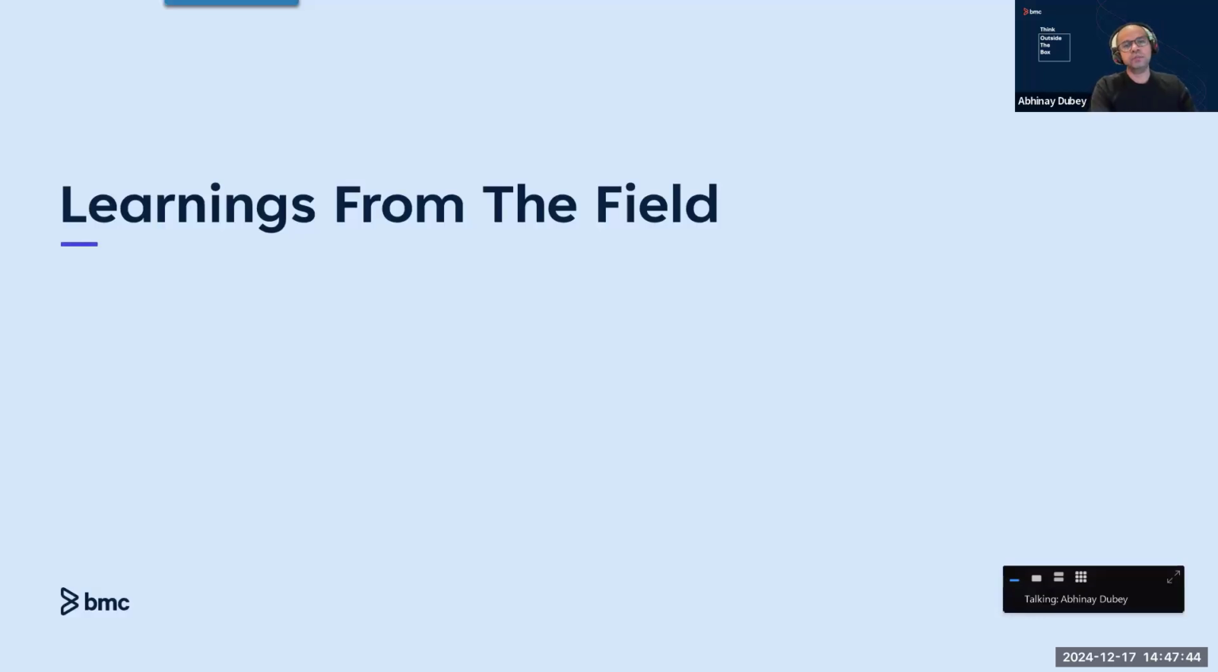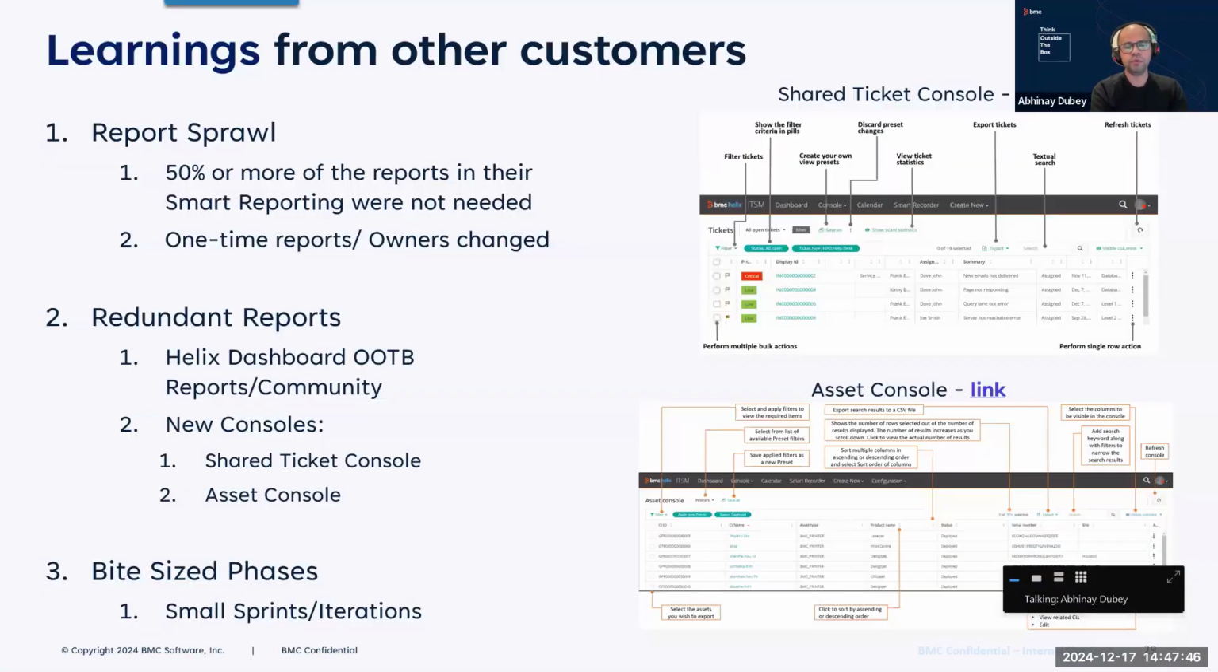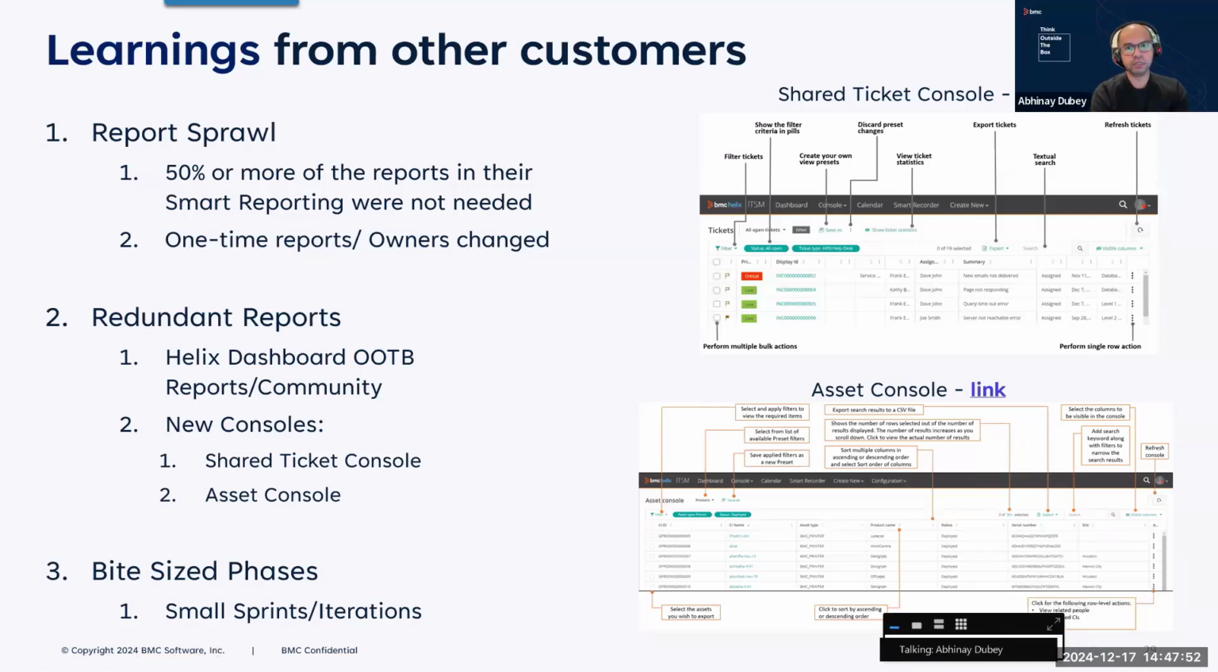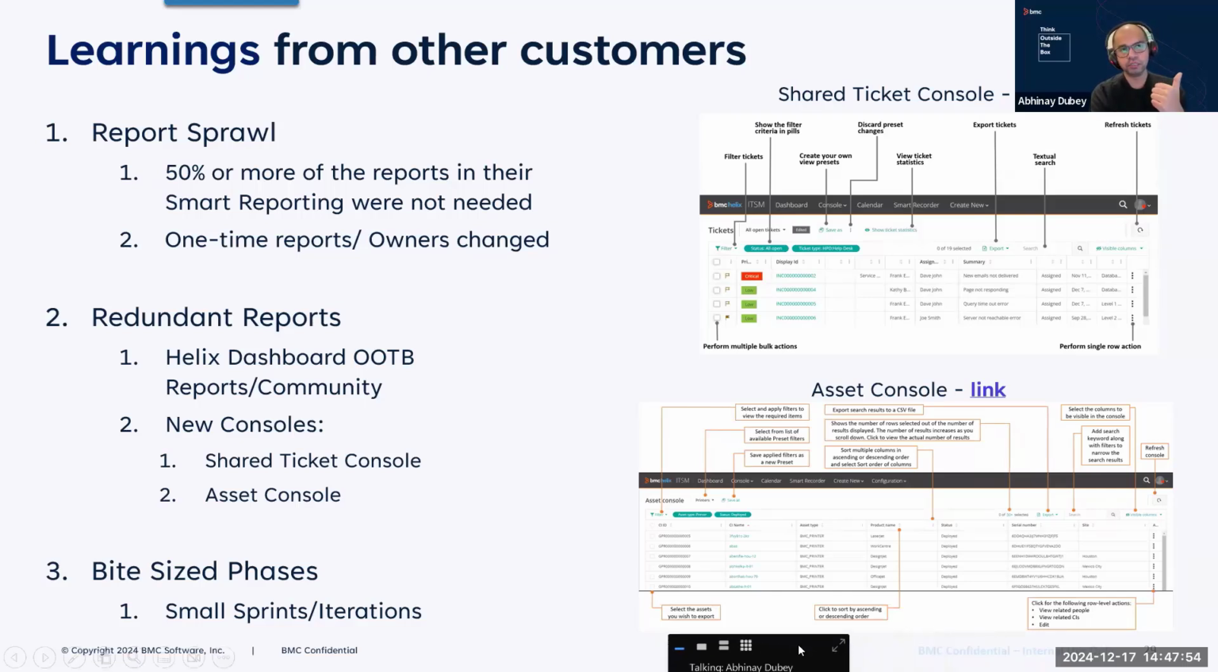All right, let's look at some of the learnings from the field based on our work with other customers. So here are 3 key learnings, and the number one is report sprawl. What we have seen is across the board, all of the customers end up having a lot of reports which are not at all in use.